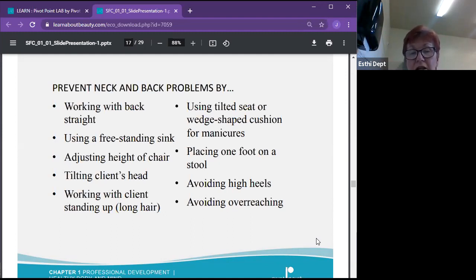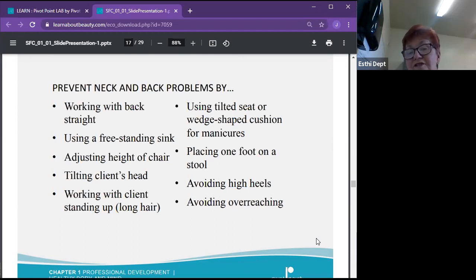Use the tilted seat or a wedge-shaped cushion for manicures. Place 1 foot on a stool, basically when you're on a break. Avoid high heels and avoid overreaching.